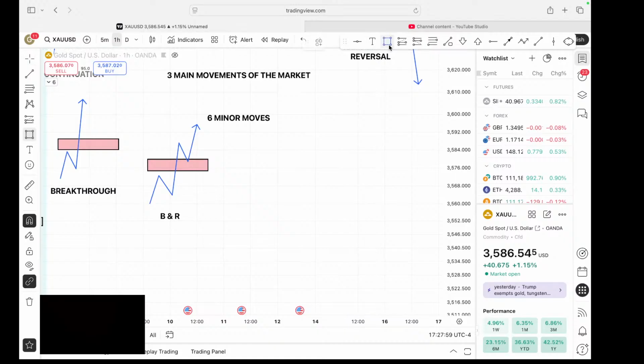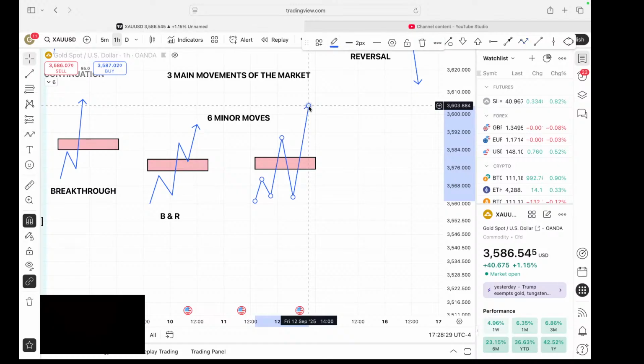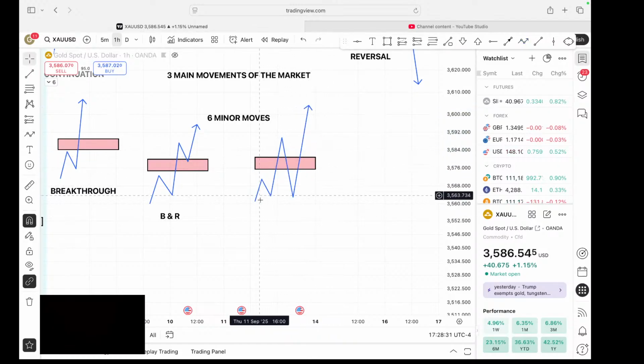The next one is called a breakthrough and a correction. So here we go, boom, boom. Price breaks through, right? But it has to correct the movement it just did. It might have shot up too quickly or whatever. It comes all the way back down, makes like a double bottom. Sometimes it goes a little bit lower. Then it shoots up and makes a higher high. This is a breakthrough and correction.